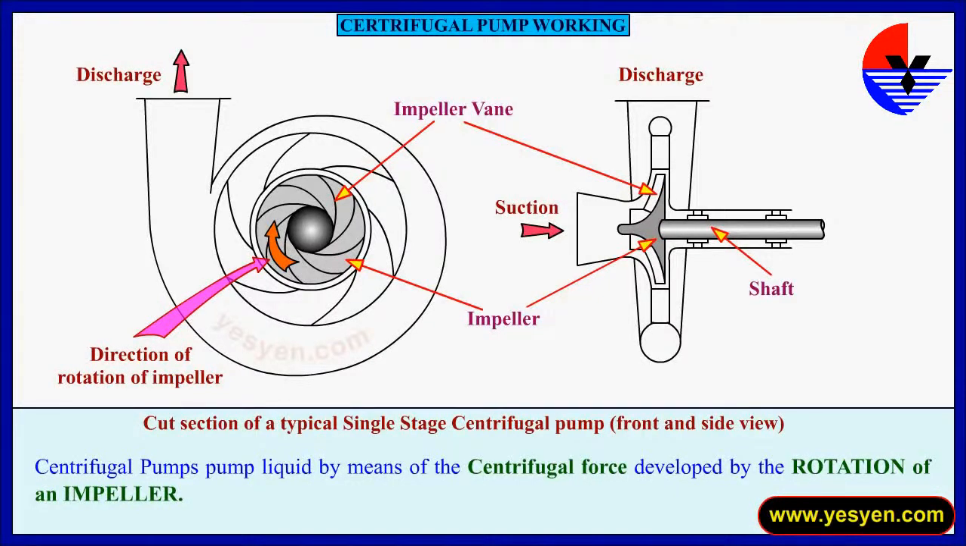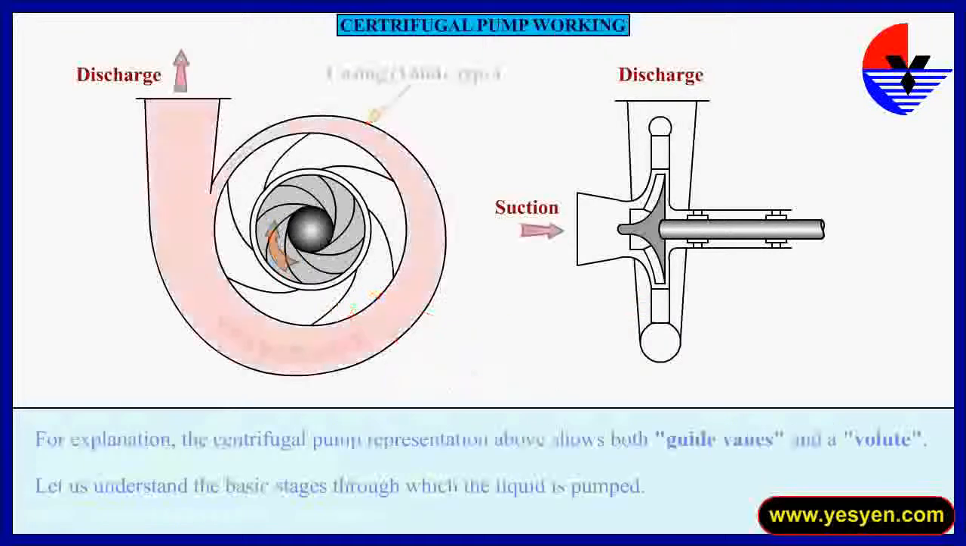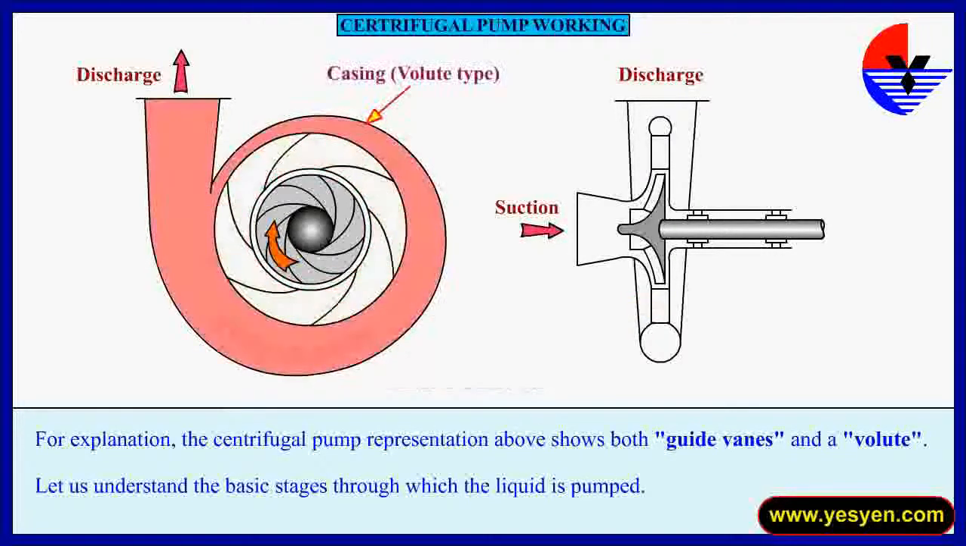Centrifugal pump working. Centrifugal pumps pump liquid by means of the centrifugal force developed by rotation of an impeller. The kinetic energy imparted to the liquid by impeller rotation is converted to potential energy by making the liquid flow through a volute casing in volute pumps, a diffuser in turbine pumps. For explanation, the centrifugal pump representation above shows both guide vanes and the volute.